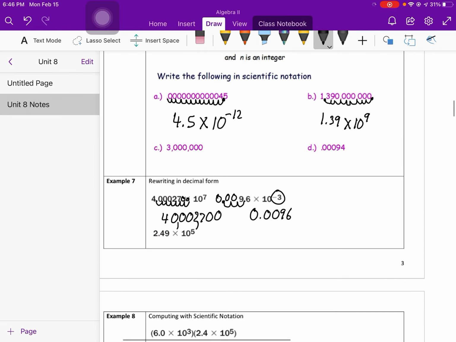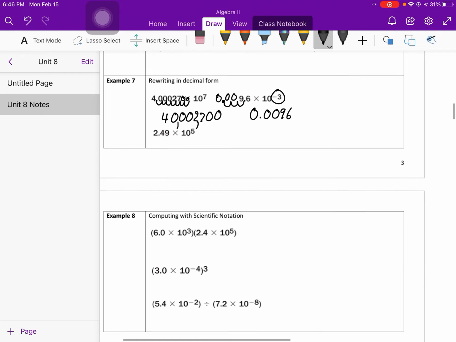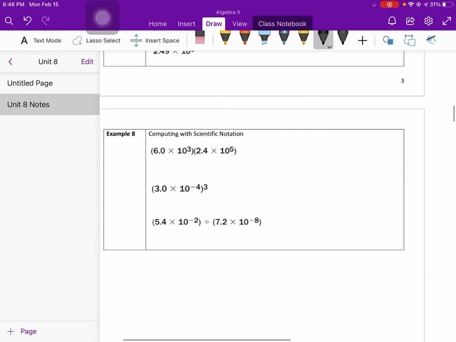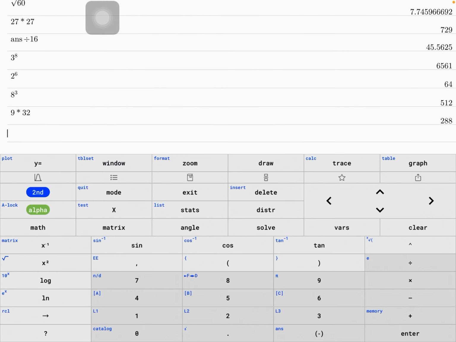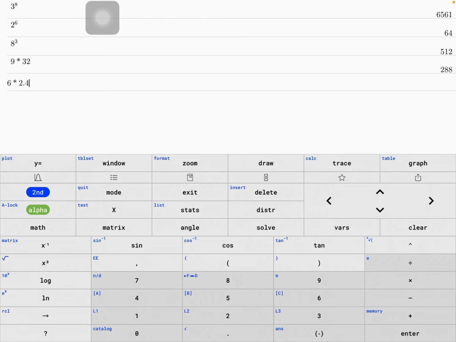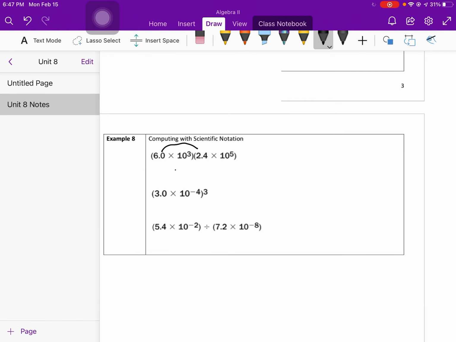It's just you shift it to the right if it's a positive exponent, shift it to the left if it's a negative. And then I'm just going to do one example here with you on these. So with this one, you would multiply 6 times 2.4. 6 times 2.4 gives us 14.4.